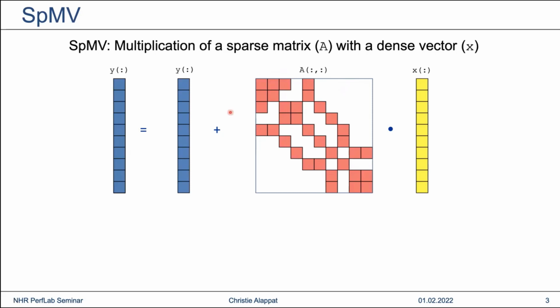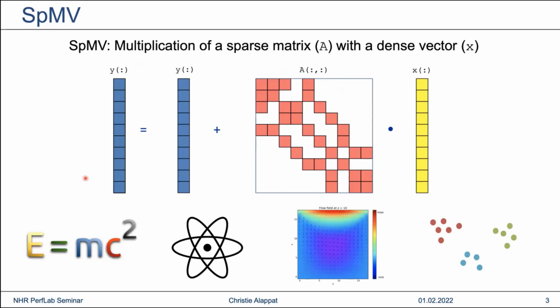So such kind of kernel, a matrix vector kernel, appears in a lot of fields like quantum physics, quantum chemistry, fluid dynamics, solid mechanics, and the list goes on. And in most of these kernels, most of the time of the application is spent in this SpMV routine. And therefore, it makes perfect sense to optimize the SpMV algorithm.